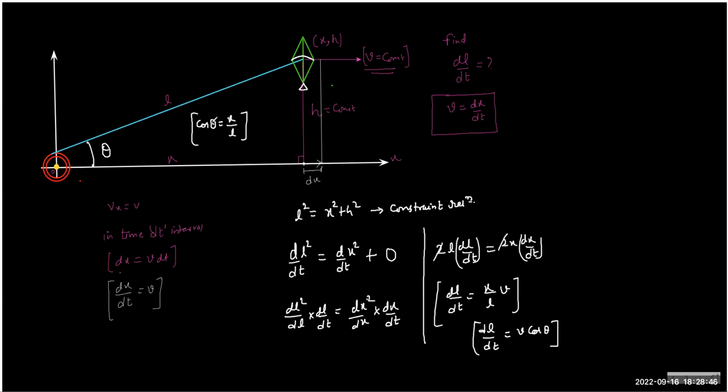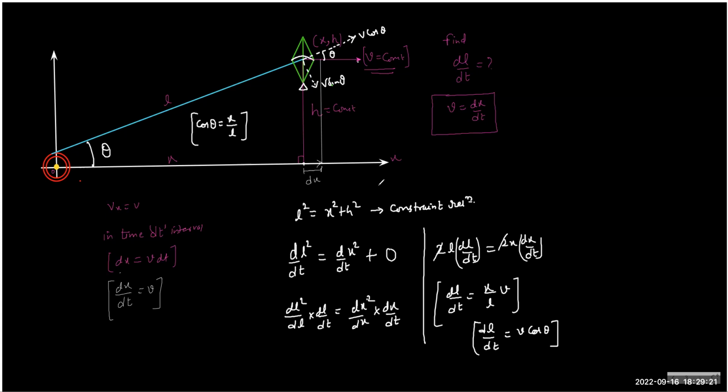So we got dl by dt is v cos theta. You know, we could have done this directly. Can you guess how? Look at this carefully. I could have extended this line, and this angle will be how much? Tell me. Theta. So velocity will have two components, one along the thread, another perpendicular to thread.